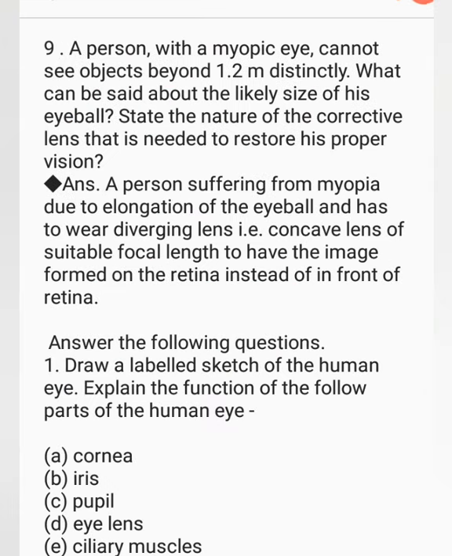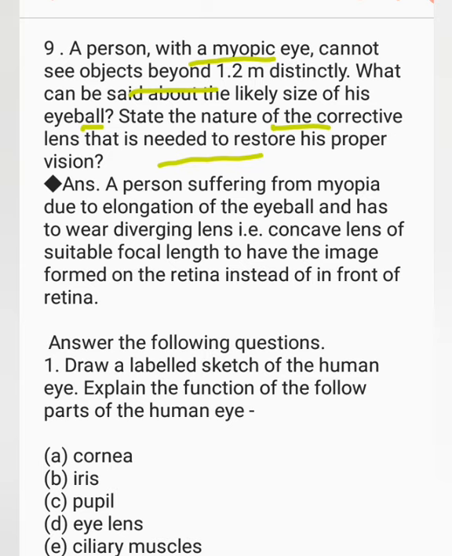Next question, what conclusion can be drawn about the least distance of distinct vision of Sahil's eye? Answer, this defect arises due to either the focal length of the eye lens becoming too large or the eyeball getting shortened. Now the next question, a person with myopic eye cannot see objects beyond 1.2 meter distinctly. What can be said about the likely size of his eyeball? State the nature of the corrective lens that is needed to restore his proper vision.